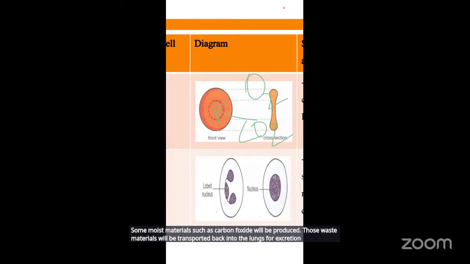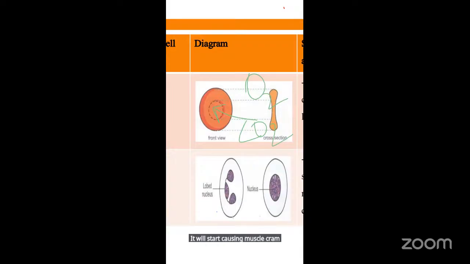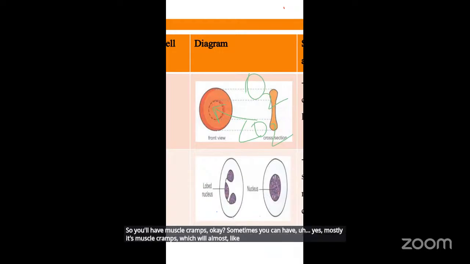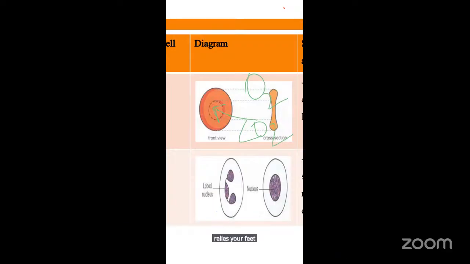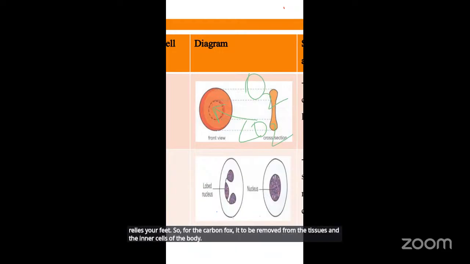For example, if carbon dioxide is left in the muscles, it will start causing muscle cramps, and that will be a way of poisoning the body cells. So you'll have muscle cramps, okay? Mostly it's muscle cramps, which will almost paralyze your feet. So for the carbon dioxide to be removed from the tissues and the inner cells of the body, it is carried by the red blood cell.